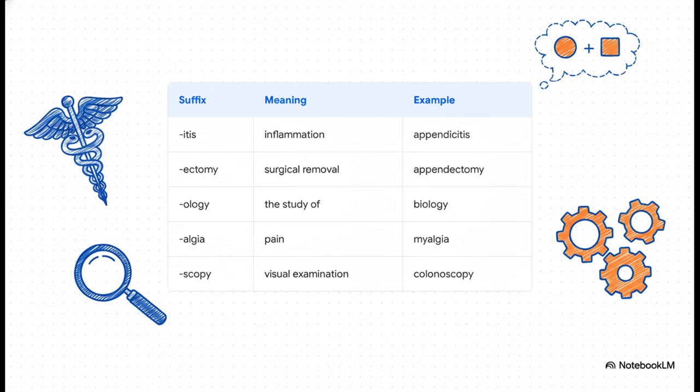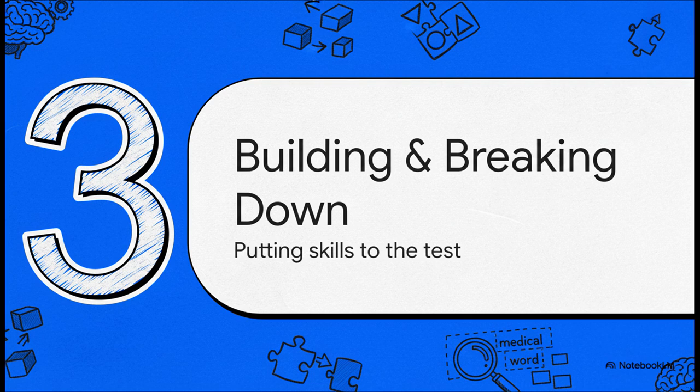So, itis is inflammation. Ectomy means surgical removal. Ology is the study of. These are what we call high-yield terms. You get a lot of bang for your buck by memorizing these. Okay, theory time is over.